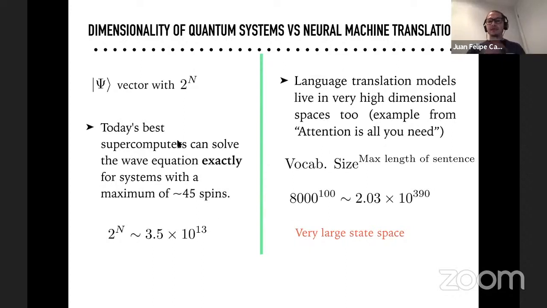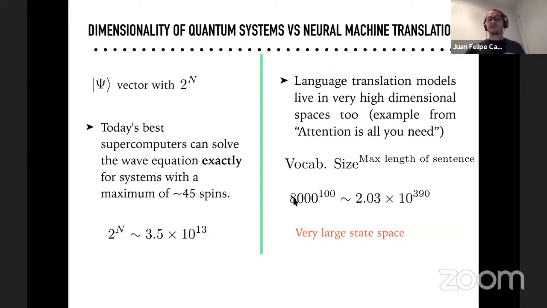And I'd like to compare it here with the language translation models, which also live in very high dimensional spaces. This is an example from the paper where they introduced the transformer architecture, called "Attention is All You Need." It's a very interesting paper. The count is that the local Hilbert space, or if you want, the vocabulary size that you use when describing a sentence, plays the role of the local Hilbert space, which is 2 for spin 1/2 systems. So you have this vocabulary size, and then you have the maximum length of a sentence, which let's say is a paragraph with 100 words. So you have 100, but the vocabulary size is very big, right?